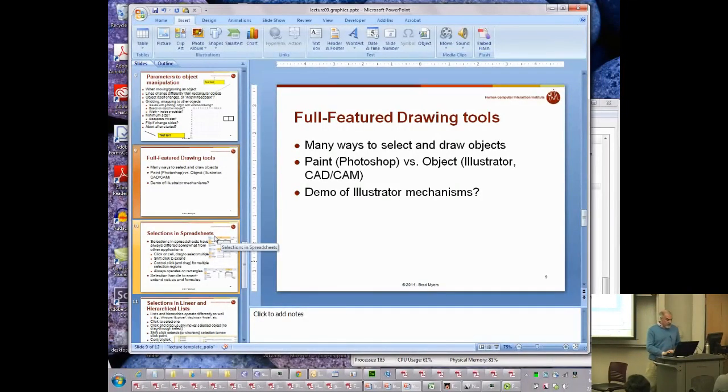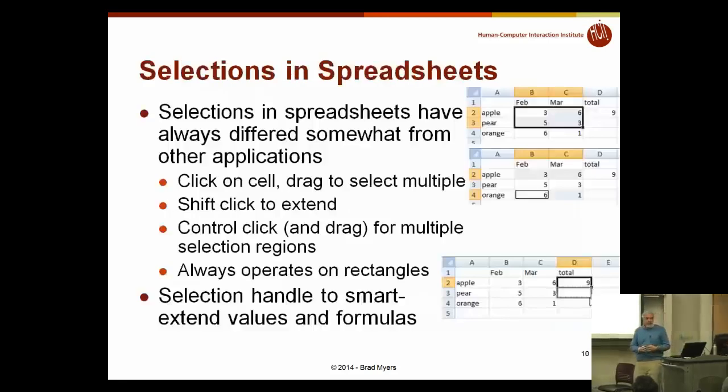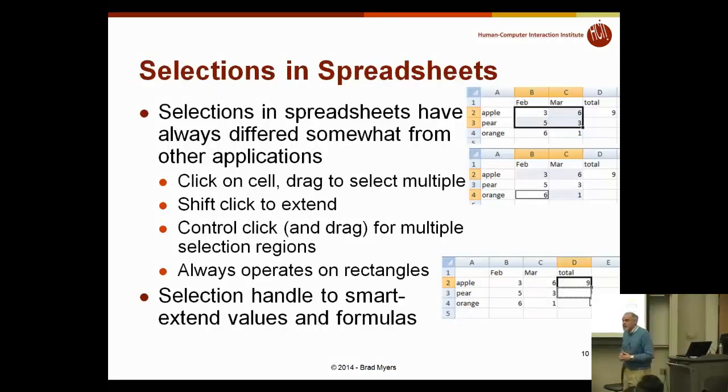Okay, just a few other things I wanted to cover about drawing and selecting objects. So spreadsheets have a kind of different model than the other graphical things for selection. You can click on a cell and drag through a set of cells. And you can actually get multiple regions in modern versions of spreadsheets by control clicking. And the main cool thing that spreadsheets have added is this little handle down here for extending the selection.